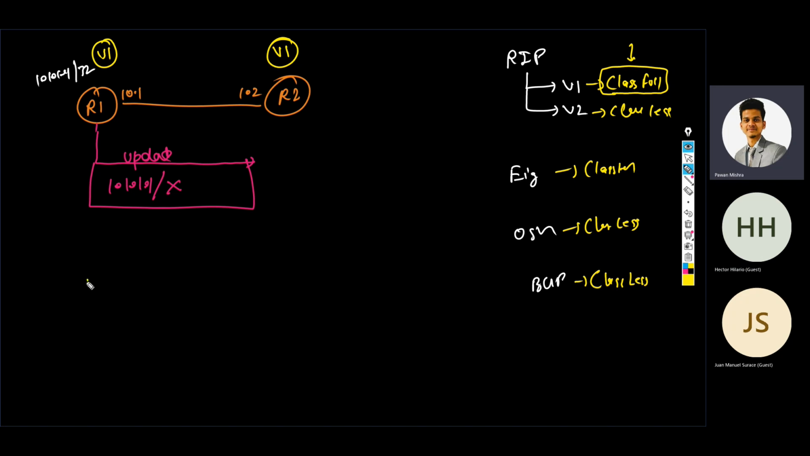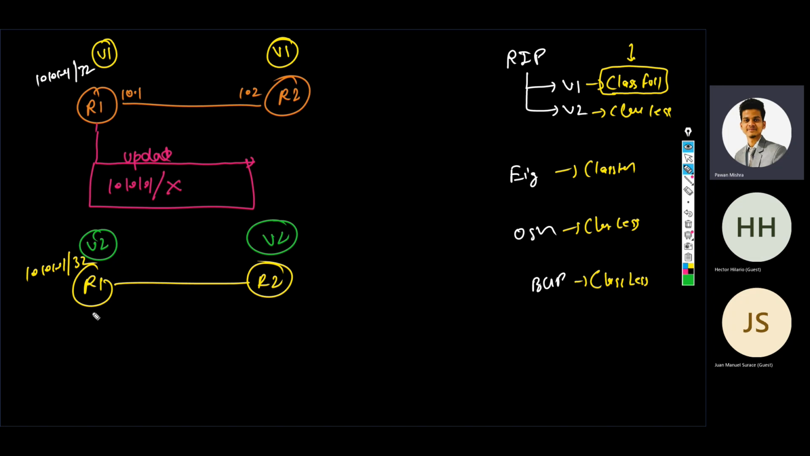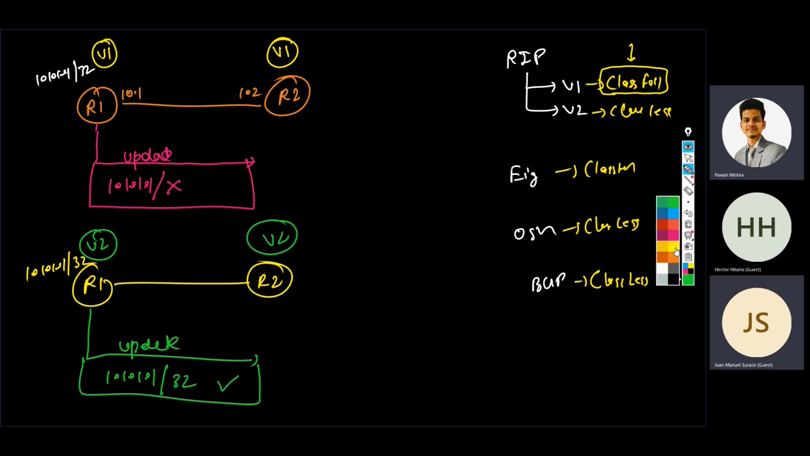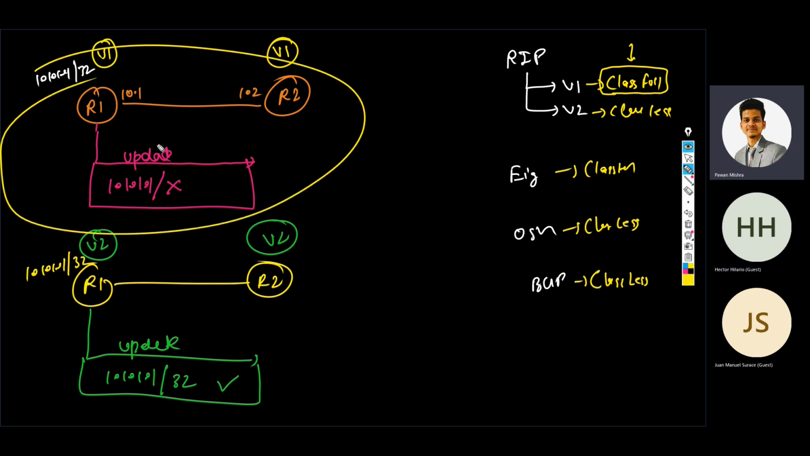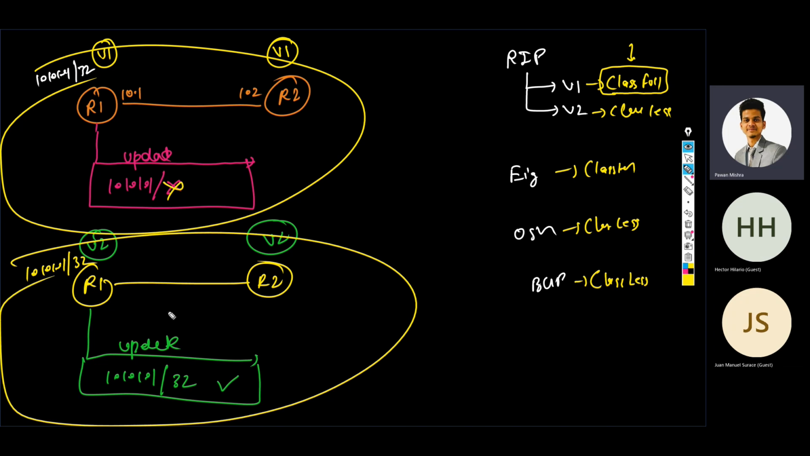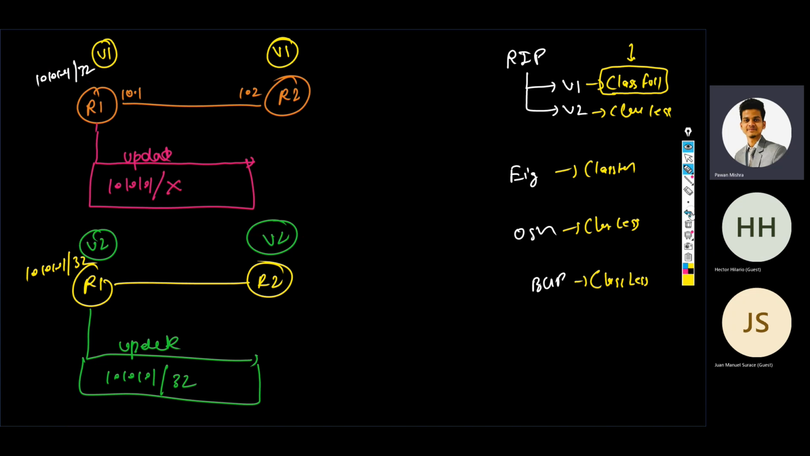If I make the same topology, with R1 and R2, and on R1 we have the IP address 1.1.1.1/32, and on both devices I enable version 2, then these devices also send updates. Inside this update, they share the subnet mask as well. So what is the difference between classless and classful? Whenever a classful routing protocol shares an update, it doesn't add the subnet mask. Whenever a classless routing protocol shares an update, it adds the slash value as well.